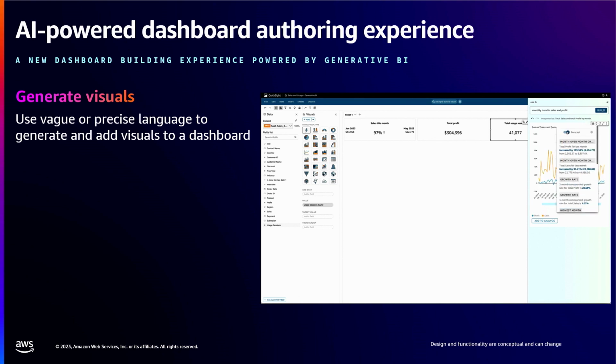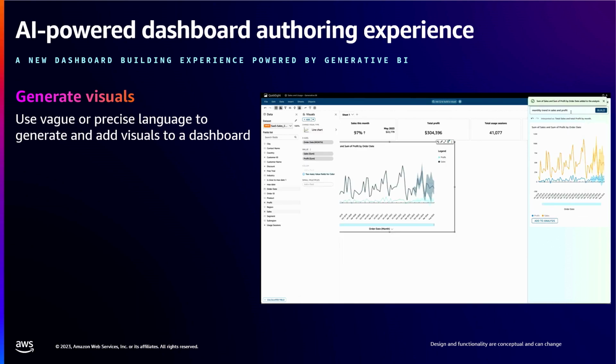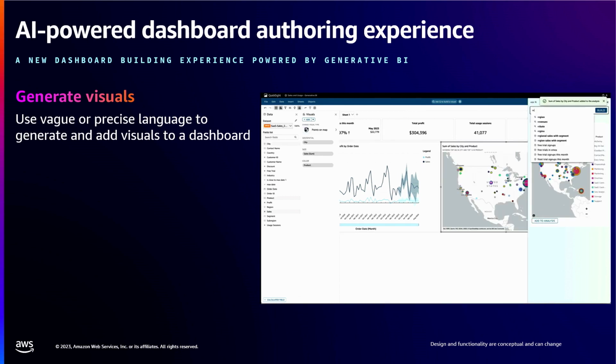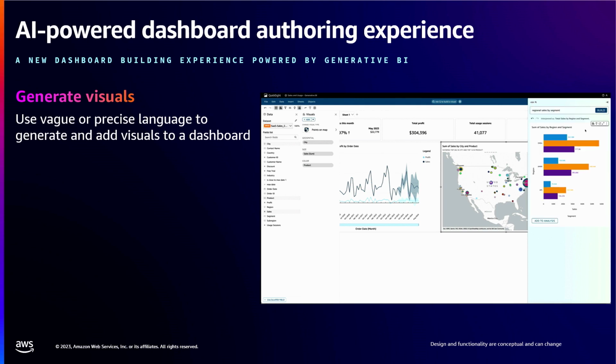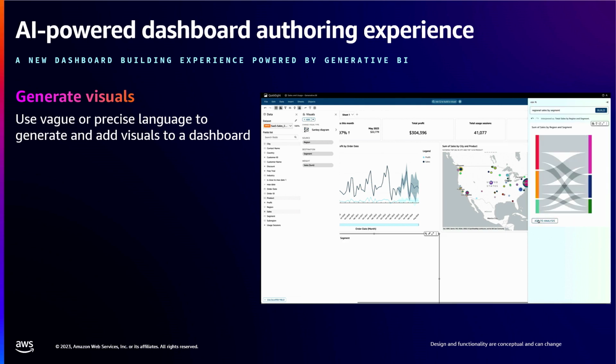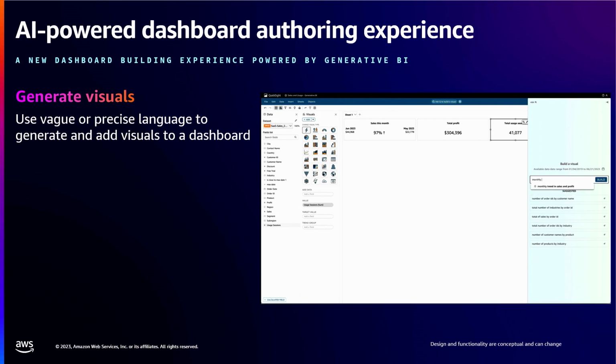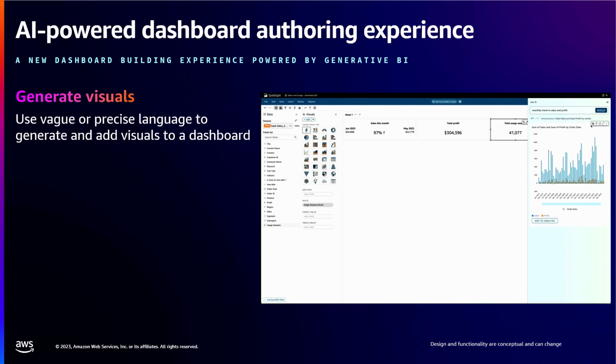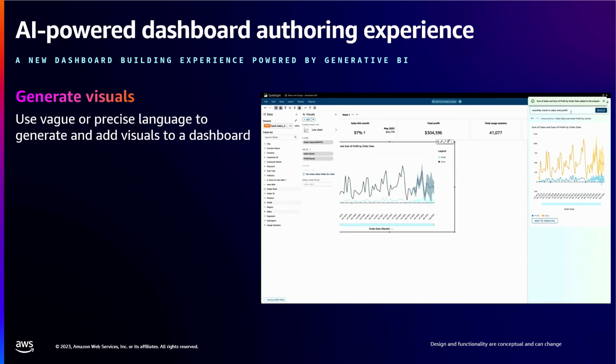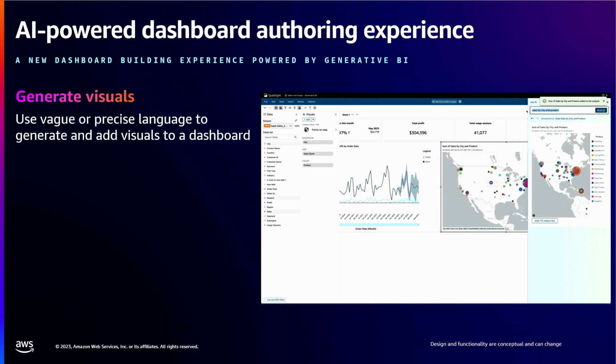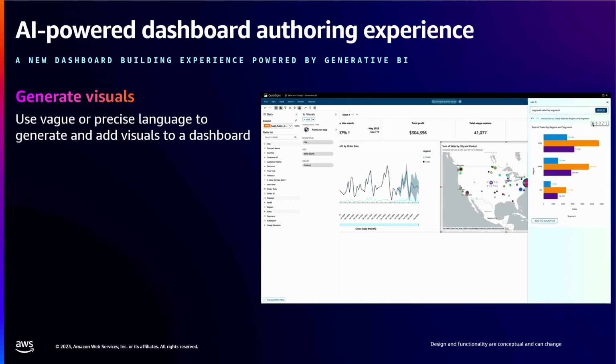So the first hat we're putting on is business analyst. So think dashboard developer, somebody who has to create the content. So with our generative BI capabilities for authoring experience, you can now create visuals using natural language. You can say, show me sales by month. You're not having to drag and drop and make selections. You're not having to pick fields. QuickSight, with the generative BI capabilities, will build the visual for you.